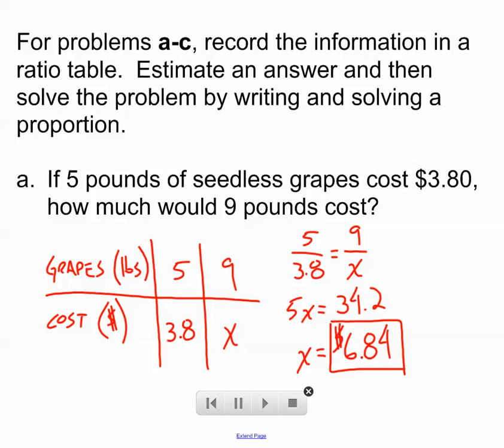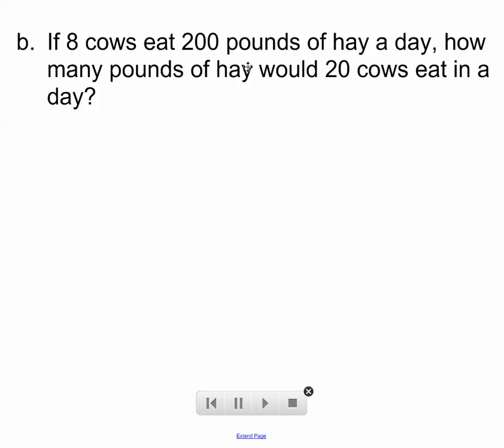Let's try it again. If 8 cows eat 200 pounds of hay a day, how many pounds of hay would 20 cows eat? Well, 8 times 2 is 16. So 200 times 2 would be 400. 8 times 3 is 24 cows. 200 times 3 is 600. It's somewhere between 400 and 600 pounds. Some of you might be able to do this mentally, but here we go.